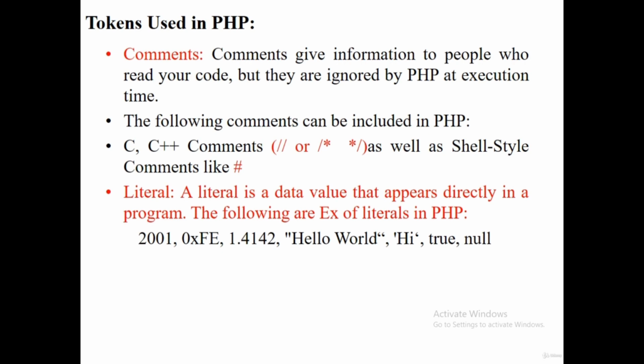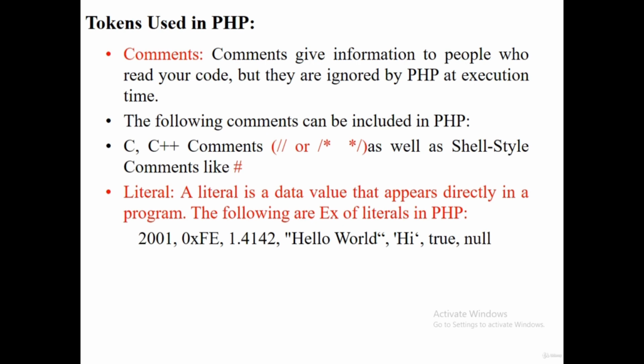The first token is comments. Comments give information to people who read your code, but they are ignored by PHP at execution time. The following comments can be included in PHP: C and C++ comments, double slash or slash star star slash, as well as shell script style comments like hash.